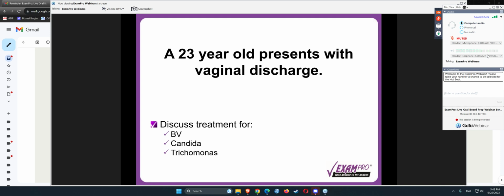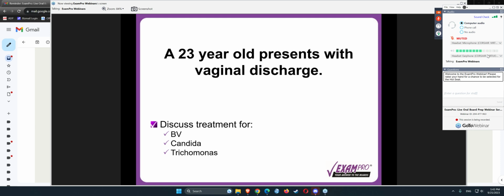For Candida, fluconazole, 150 milligrams times 1. This would have an 80 to 90% cure rate. Fluconazole is actually present for about 72 hours following administration of a single dose. So even though it's only a single dose, it does have an extended period of time during which it is effective.